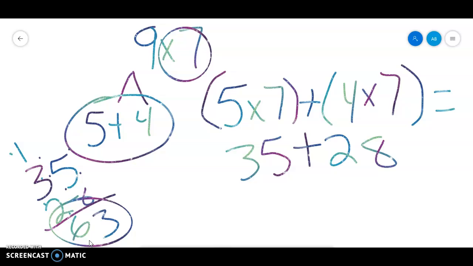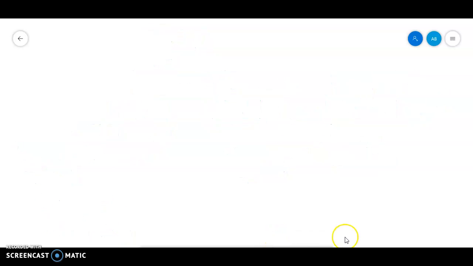And can somebody tell me what other numbers I could have used besides 5 and 4 to break down 9? What other two numbers would add together to equal 9? Austin, what do you think? 7 plus 2. 7 plus 2 would work, or maybe even 8 and 1 would work too. So now that we know that, let's try another problem.